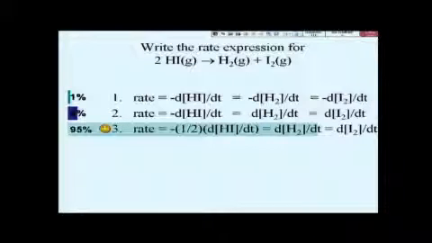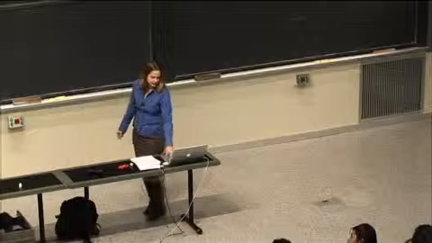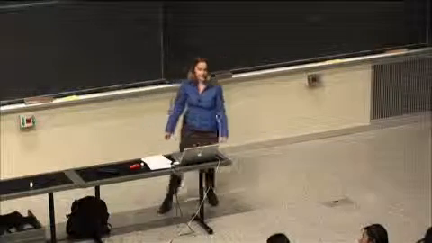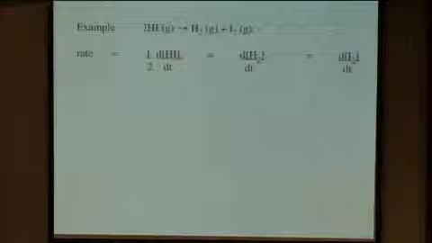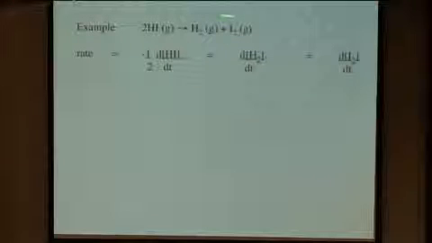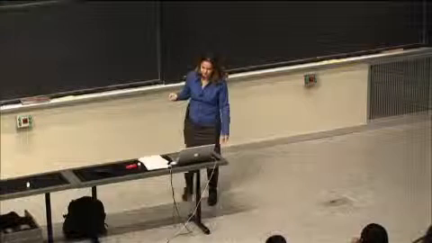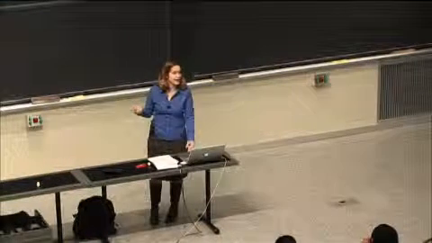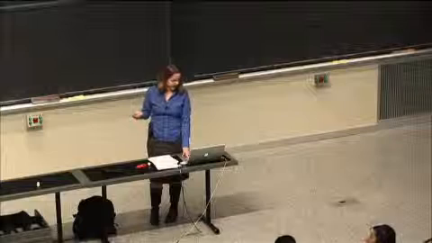So you just have to pay attention to your minus signs, your stoichiometry, and so it's minus for the disappearance, stoichiometry 1 over 2, and then no negatives for your products, the things that are appearing. Very good. Rate expressions, not that complicated.